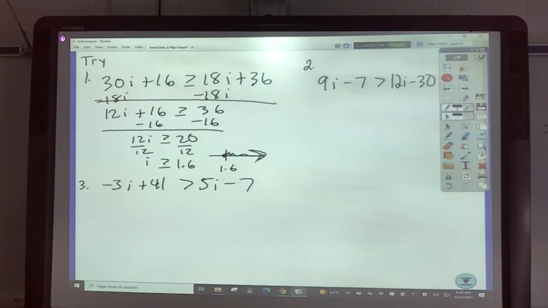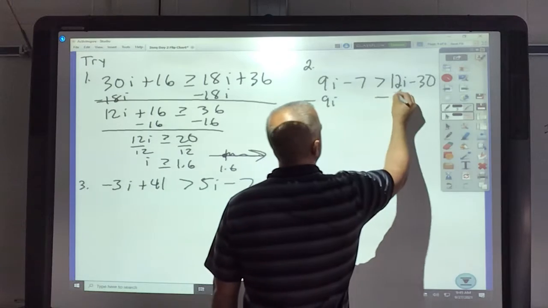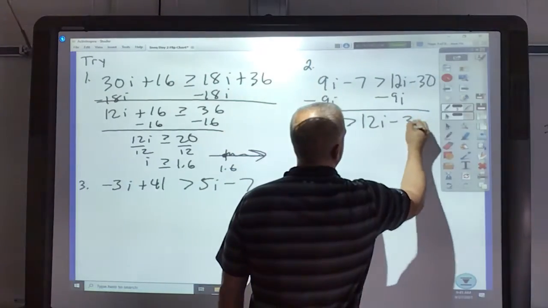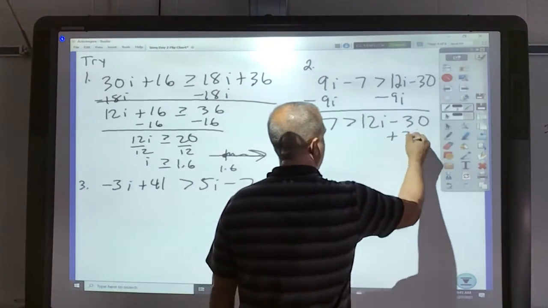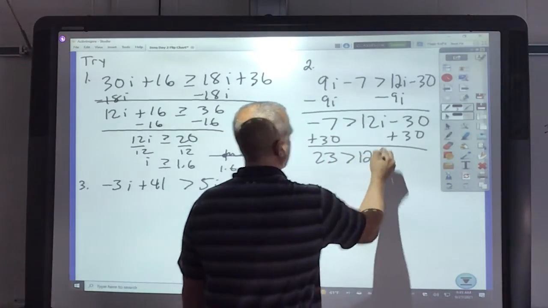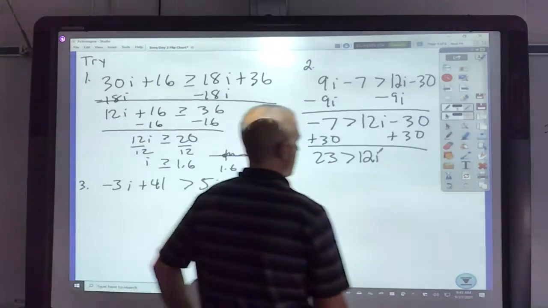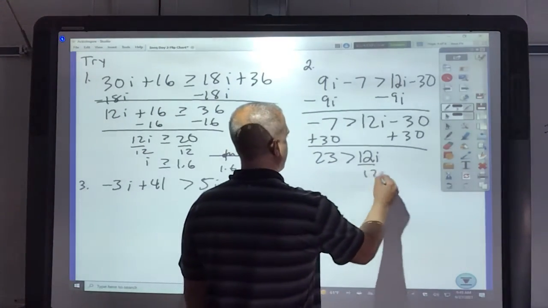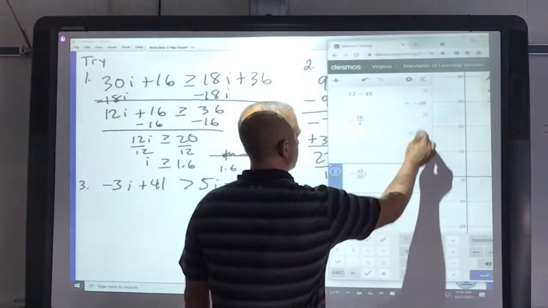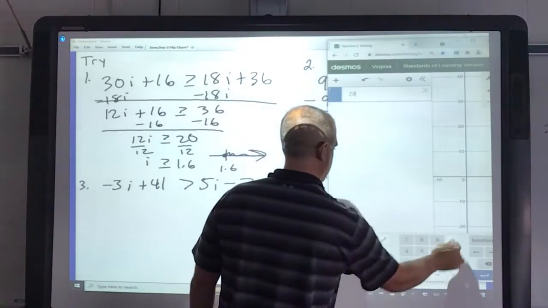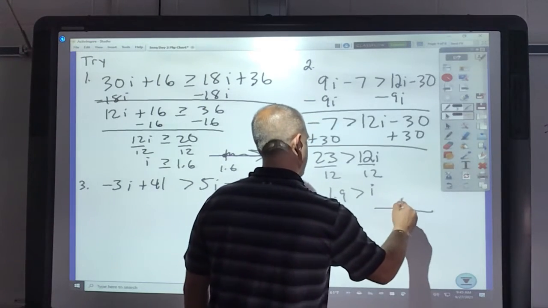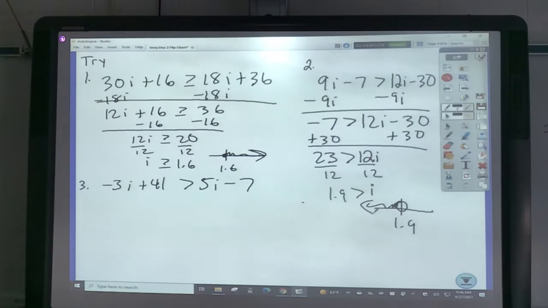Okay, this one I would want to subtract 9i. Subtract 9i. So that's going to be negative 7 greater than 12i minus 30. Okay, add 30. That's 23 greater than 12i. Okay, and what I'd want to do is divide by 12. Okay, so 23 divided by 12 is 1.9, open circle, shaded to the left. Okay. All right, so I got this one.